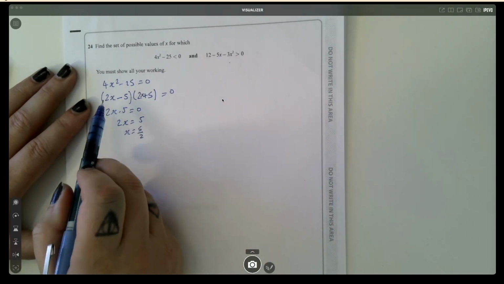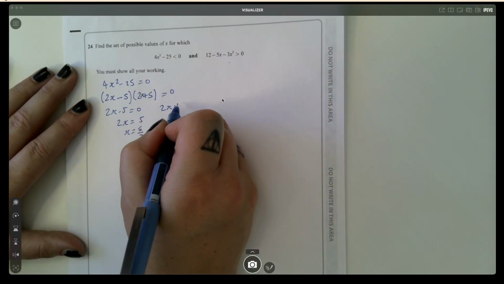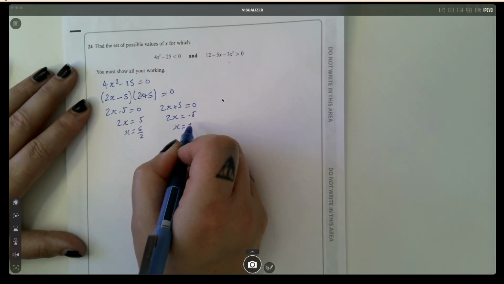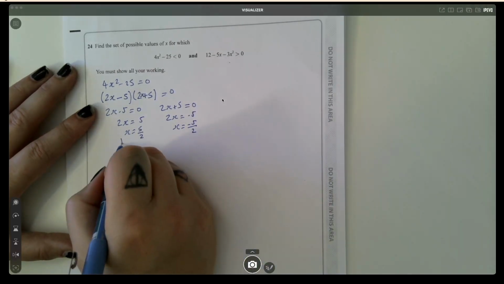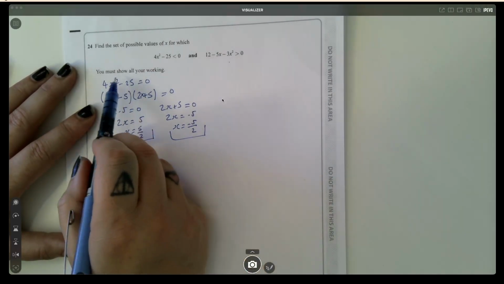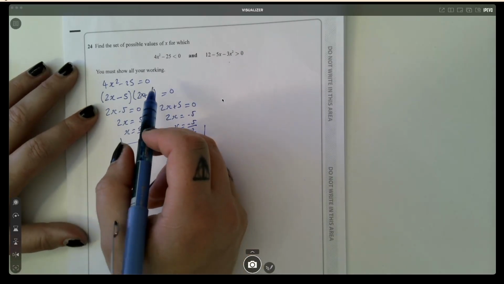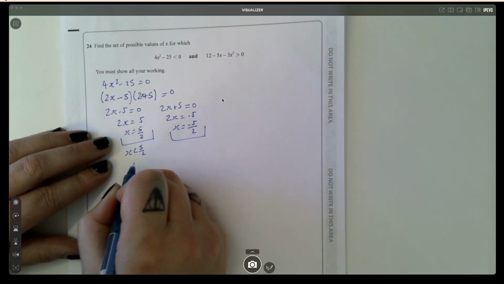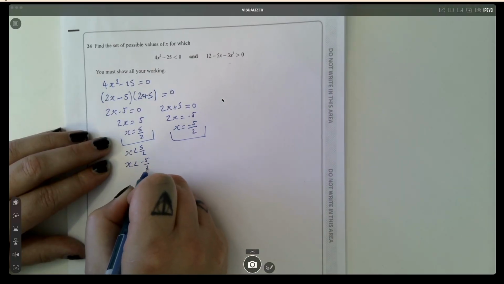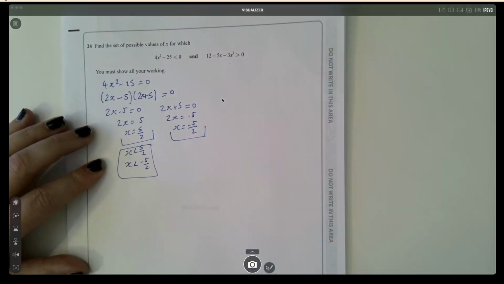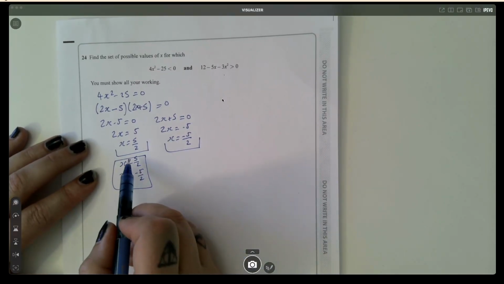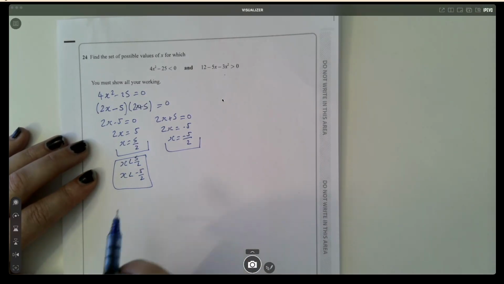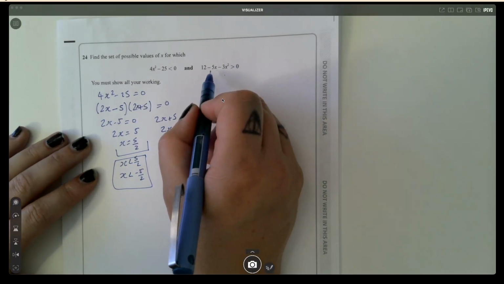That's that first bracket solution. Do the same with the next bracket. So 2x equals negative 5, so x equals negative 5 over 2. So I have 2 solutions for this graph here. Now it's actually this less than sign, so x is less than 5 over 2 and x is less than minus 5 over 2, but I'm going to have to do some work with those shortly. I'm going to show you what I mean by that. I need to figure out if it's still a less than or equal to sign. We'll do that shortly.